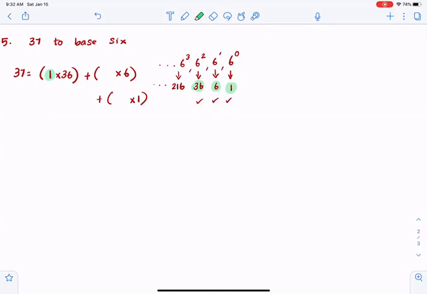Or 1. So how do I get 1? So I cannot put 1 here. If I put a 1 there, 6 times 1 is 6, and when I add, I'm not going to get 37. So I will have to put 0. The next one has to be 1. So 1 times 1 is 1. So we will have 1, 0, 1 as the corresponding base 6 number.